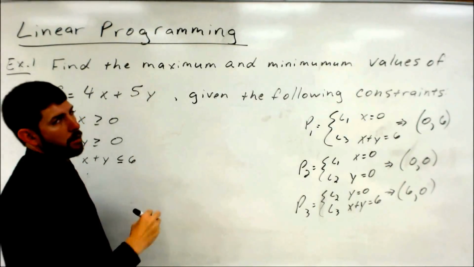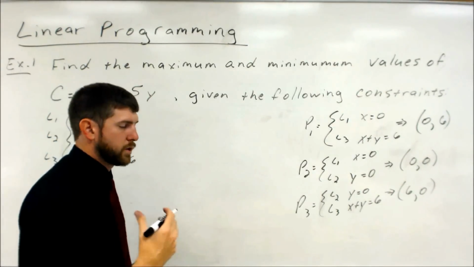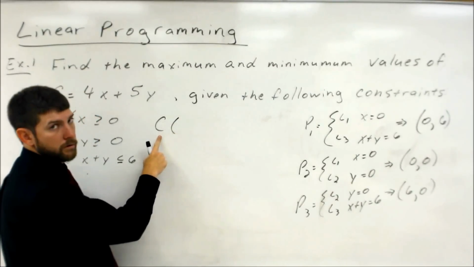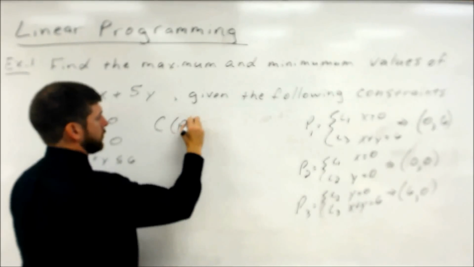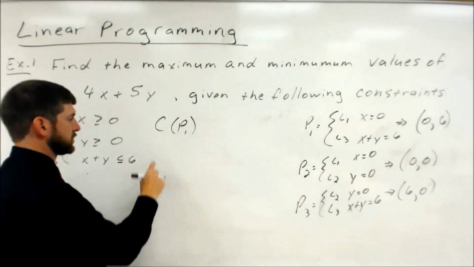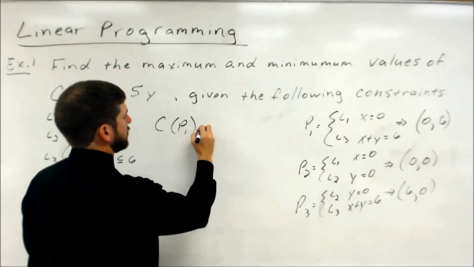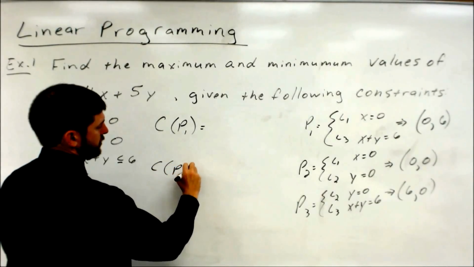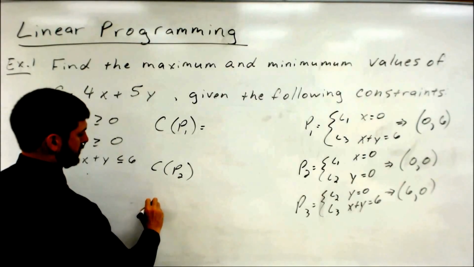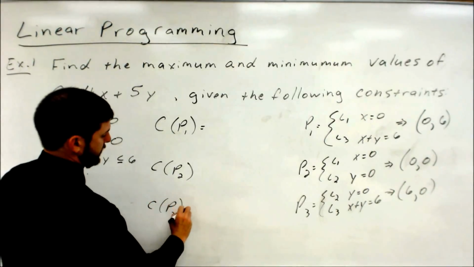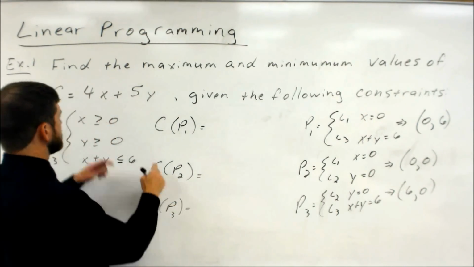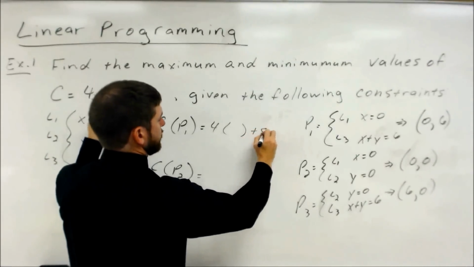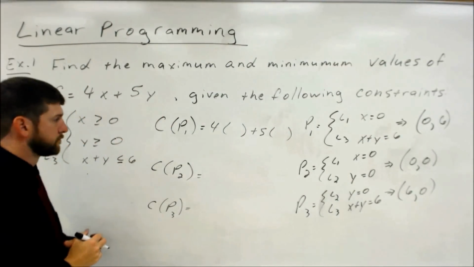So let's look. And I always write it this way. I'm going to start using function notation. So the C function with P1 as my variable. So C of P1, C of P2, and C of P3. Well, the C function is 4 times something plus 5 times something, something different.